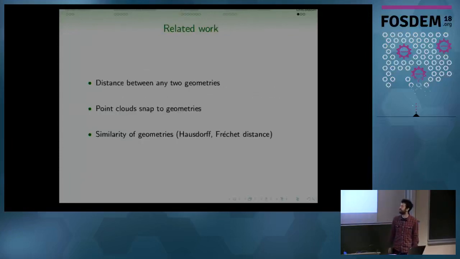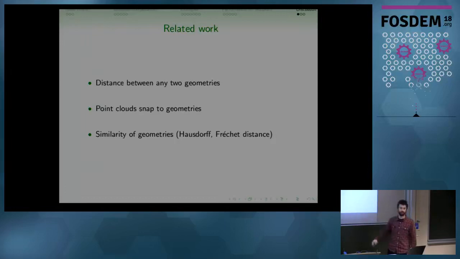So, related work: this could be a building step to go to distance between any two geometries. I showed an example of a point and a polygon. We could have distance between line strings and multi-polygons or whatever. There is also interesting work on point clouds that snap to geometries, like a GPS point cloud that will snap into some line string. And I think it's also interesting to work on similarity between geometries.